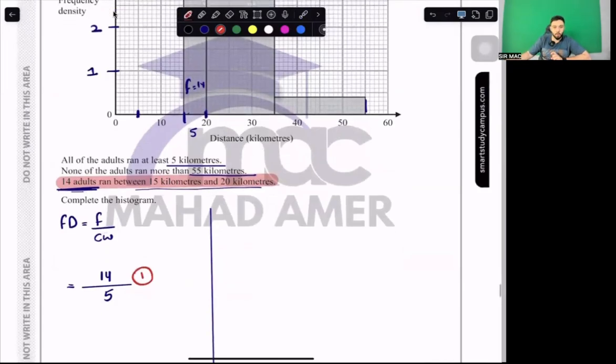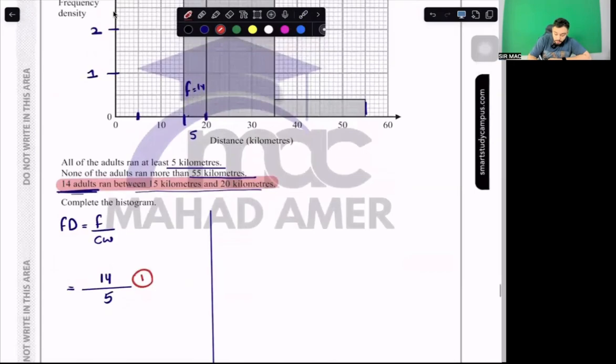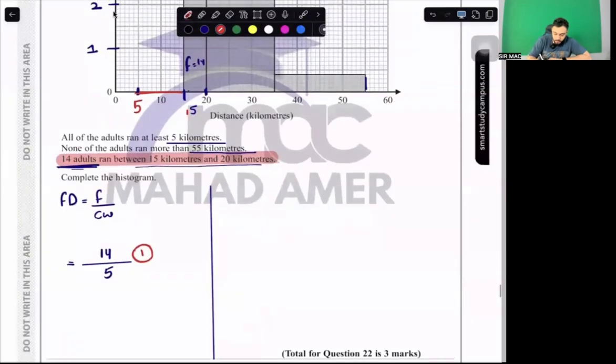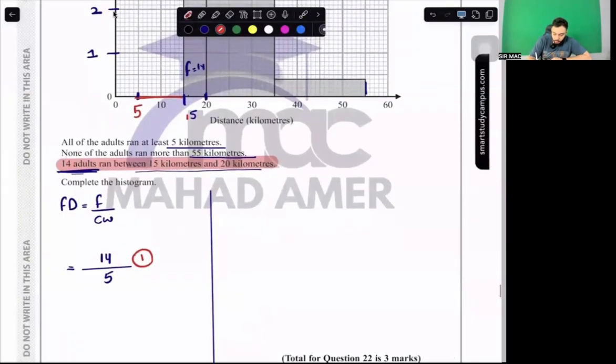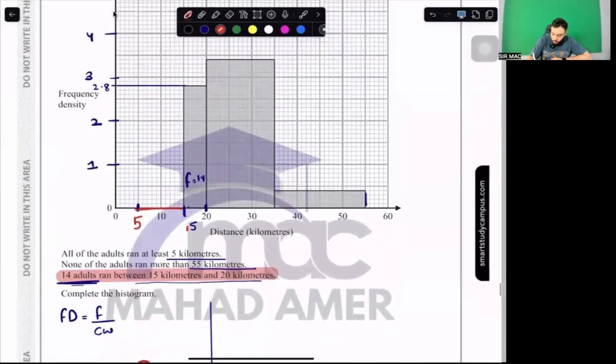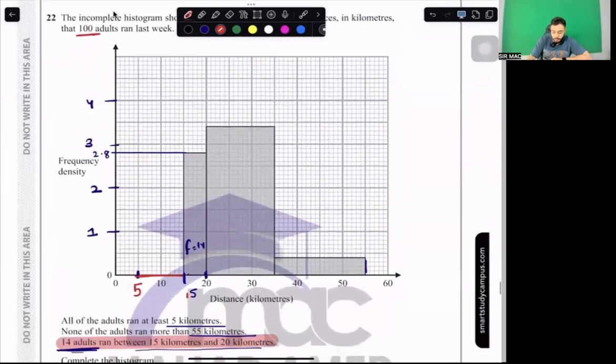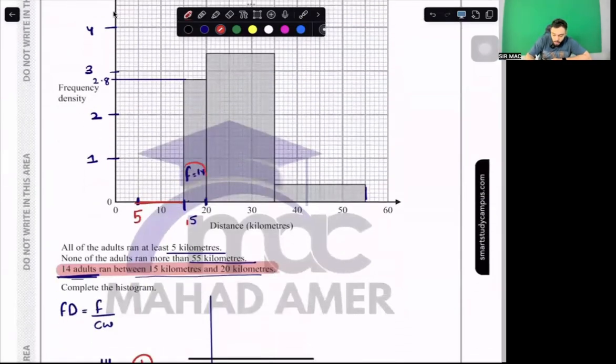Since they want us to complete the histogram, the plotting was part of it. The second thing they want us to do is to plot the values for 5 and 15. Between 5 and 15, they have said that all the adults ran at least 5 kilometers. None of the adults ran between 15 kilometers. So the total number is 100 adults. So 14 are over here.